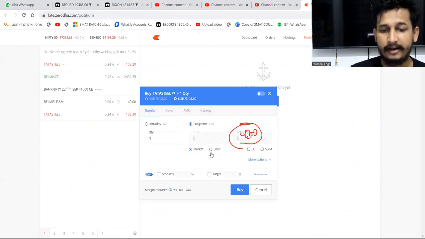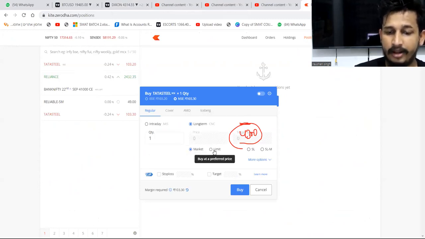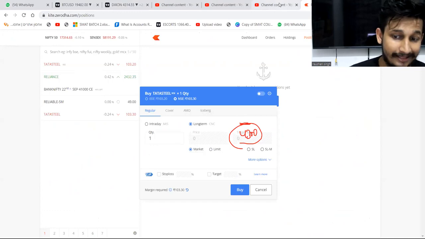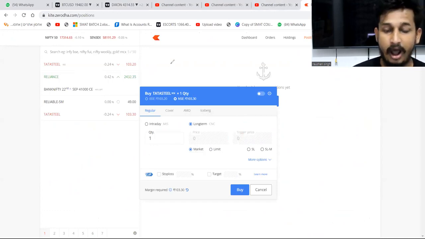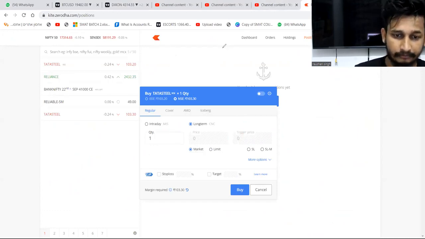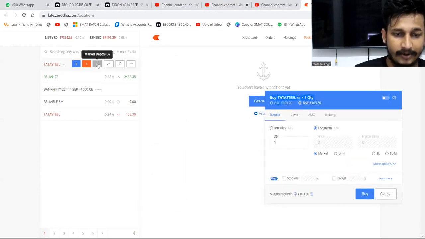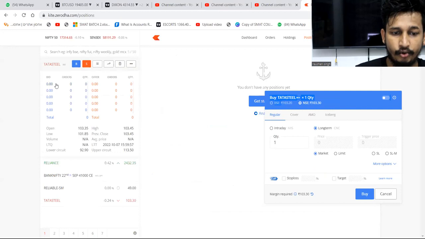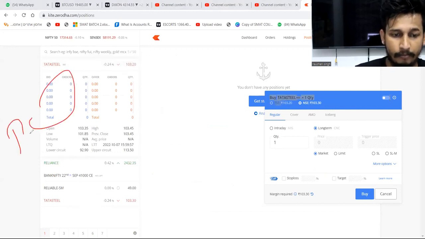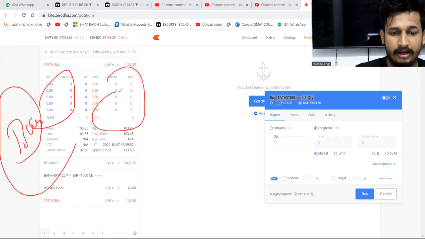Now, what is this market order? You can see when I'm clicking on market order, I won't be able to change the price. It means there is no bargaining over here. So how is it going to work out? Just understand this. When I'm clicking on market depth, it shows me over here the buyer section, basically those people who want to buy, and over here those people who want to sell the stocks.